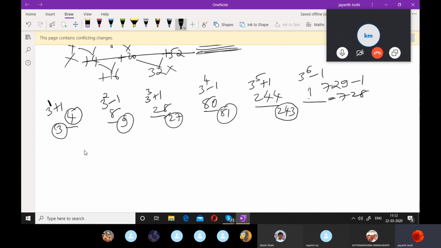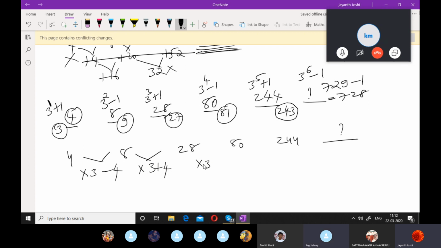So the method number 2 is, let me write it clearly. So 4 into 3 is 12. 12 minus 4 is 8. Into 3 minus 4. Okay. 8 into 3 is 24. 24 plus 4 is 28.